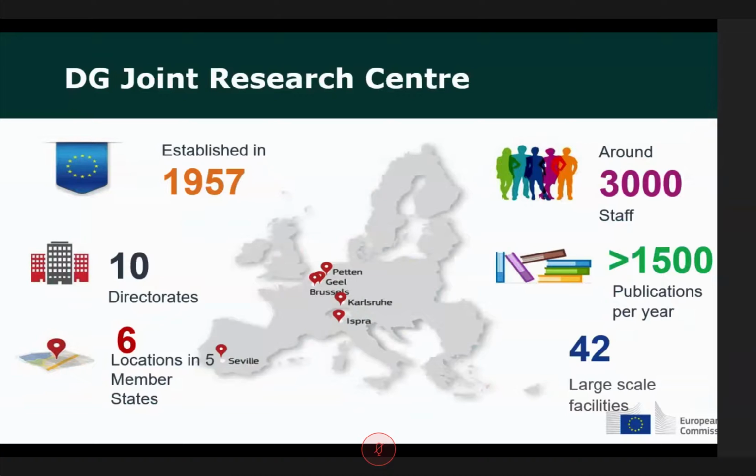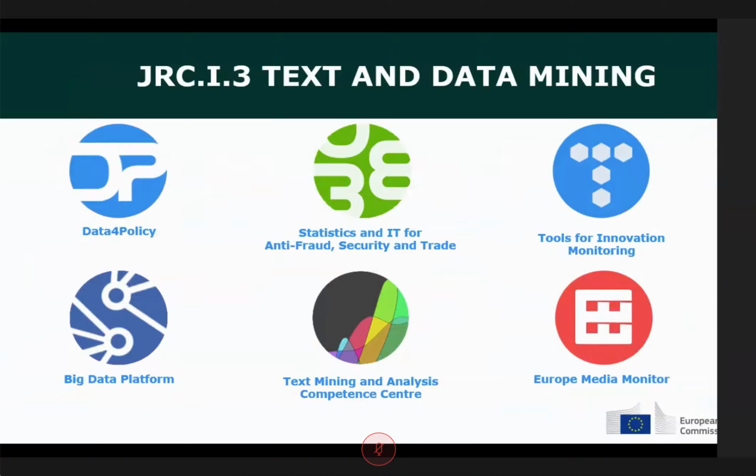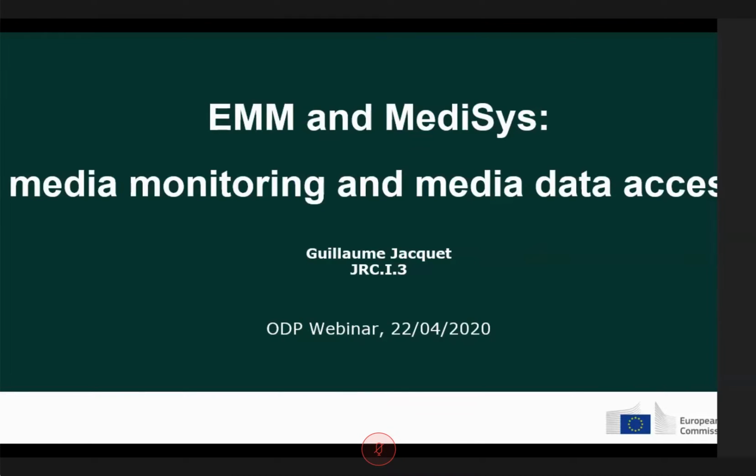In the Joint Research Center, in a few words, we have sites in 6 different locations. We have 3,000 members, so people working for the Joint Research Center. Half of them are researchers, and we have 42 large-scale facilities. Inside this JRC, I am, and Geraldine, the next speaker, is also, a member of the Text and Data Mining Unit. Inside the Text and Data Mining Unit, there are 6 different projects, the Tools for Innovation Monitoring that Geraldine will present, and I am a member of the Europe Media Monitor that I will present now.